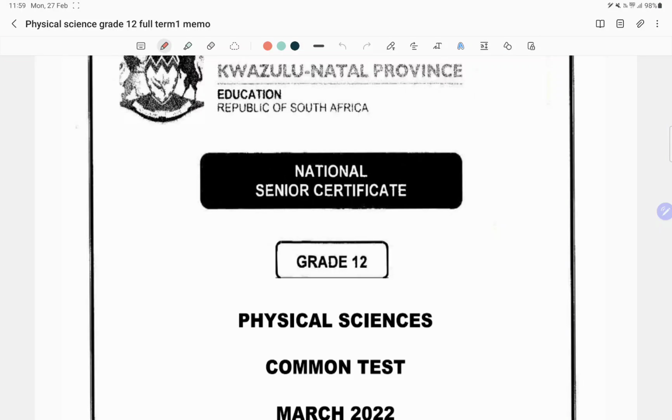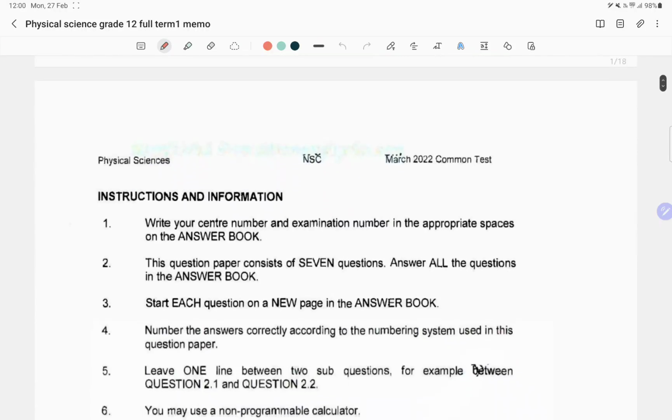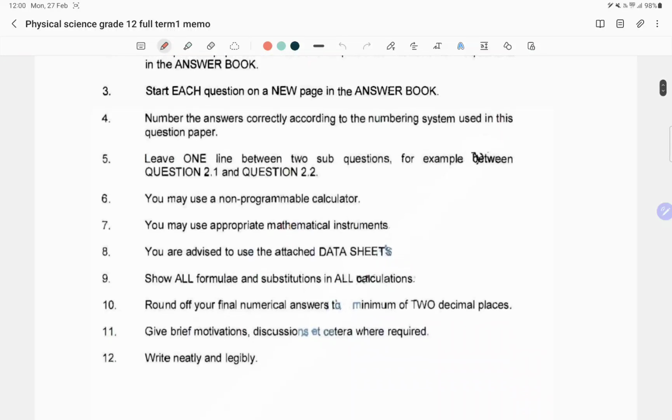Hello guys, welcome to yet another video, and today we're going to be looking at a full paper for term 1 in physical science. This is a paper that was written in the KZN province last year, so this should sum up all the work that we've been doing. All right, so let's just rush into this, not waste any time.